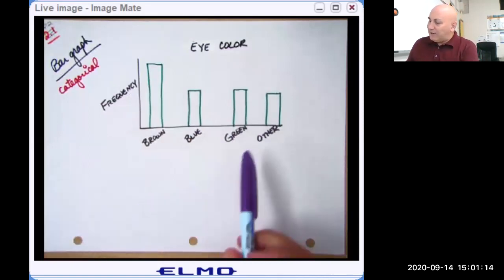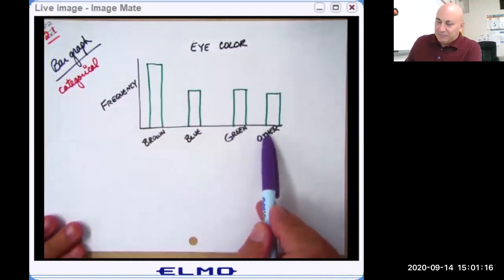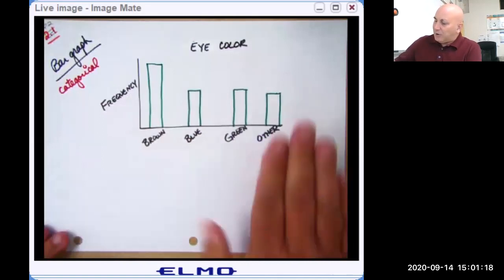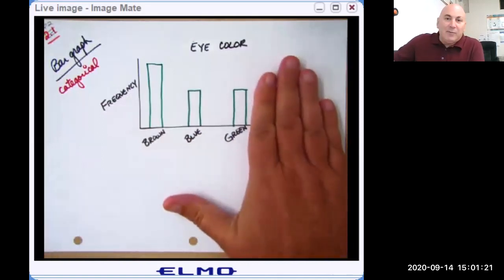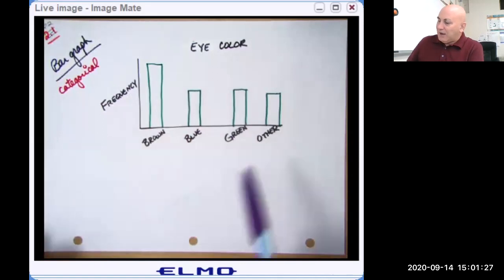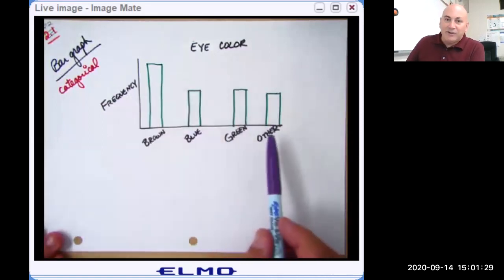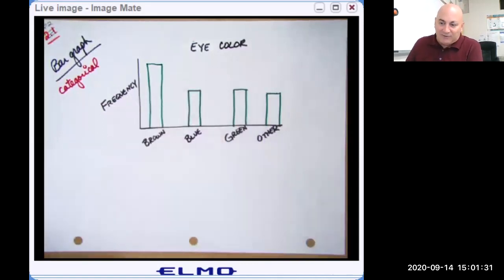Now, I included an "other." You don't have to in a bar graph. You could just say those are the three most common eye colors, and that would be fine for a bar graph. I put "other" because now I've included all eye colors.